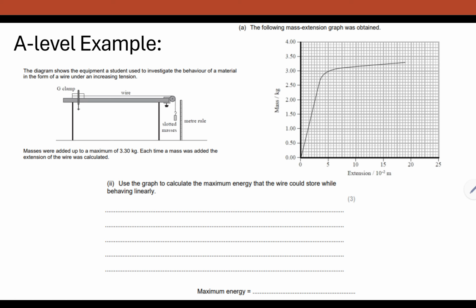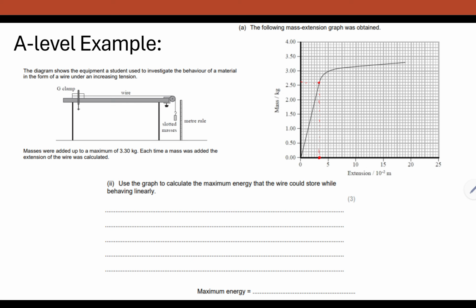So now we go into the A-level example exam style question, where it states: use the graph to calculate the maximum energy that the wire could store while behaving linearly. Because we need to find the energy stored while behaving linearly, we need to find the place where it stops behaving linearly in the graph. So we can see that it stops at around this point here, which is around 2.6 kilograms. We can see the extension of this point as well, and that will be around 3.5 times 10 to the power minus 2 meters.